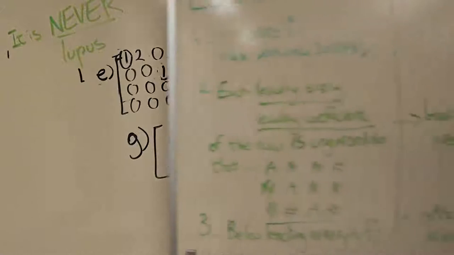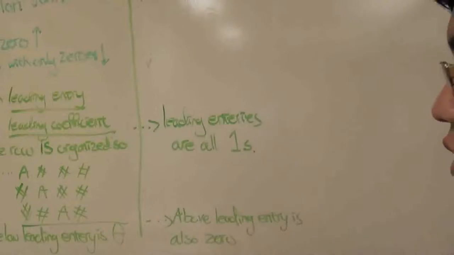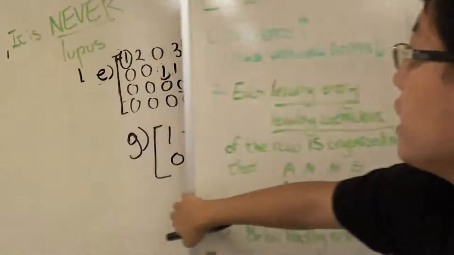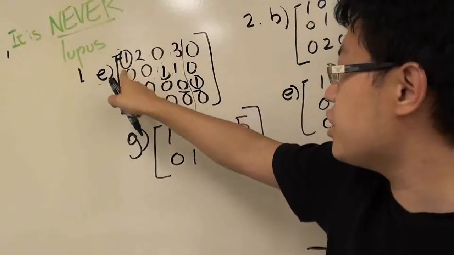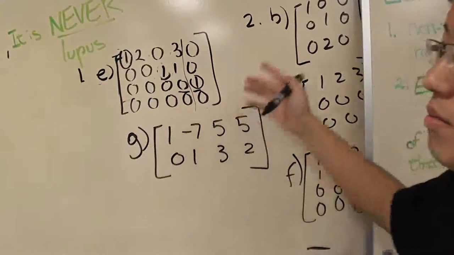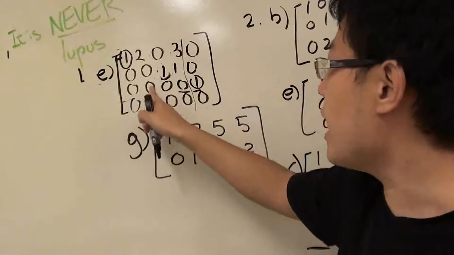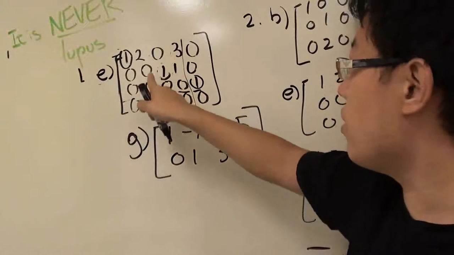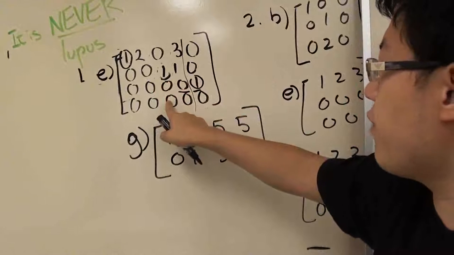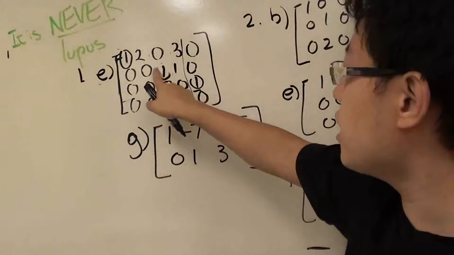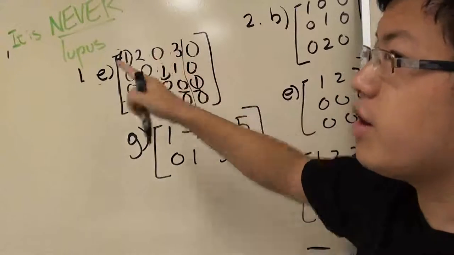And the last rule for the reduced: above a leading entry is also 0, right? So that's really simple. Remember in the echelon form, I said all numbers below the leading entry must be 0? Well, it's a similar idea. For reduced, you can't just have zeros at the bottom. It has to be also at the top. So this one, right? We already checked 0, 0 at the bottom, so it's echelon form. But we're now also going to check any numbers on top of 1, which is 0. So it's okay. But if it wasn't 0, let's say it was 3, we have a problem.